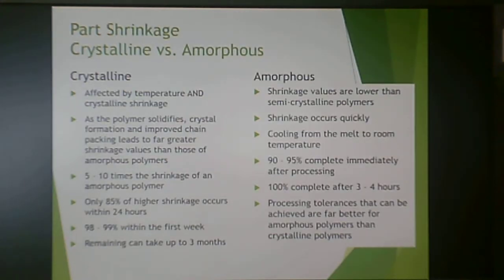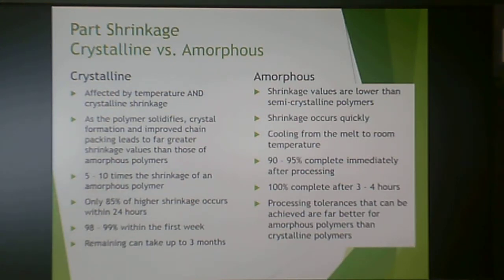So, crystalline versus amorphous for part shrinkage. Part shrinkage is something that has to be taken into account when you're dealing with a semicrystalline polymer. With a semicrystalline polymer, shrinkage is affected by both the temperature that the material is at and crystalline shrinkage. So as the polymer solidifies, you get a little bit of contraction, but then crystal formation and improved chain packing lead to far greater shrinkage values than those of amorphous polymers. So what you end up getting in the finished part is 5 to 10 times the shrinkage of an amorphous polymer.